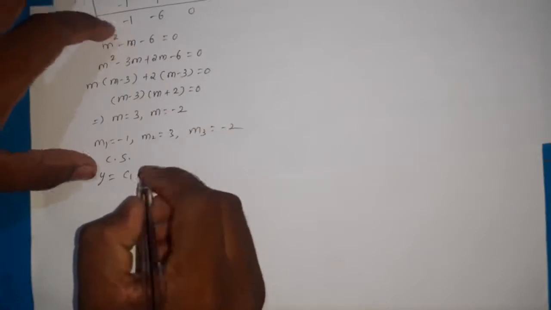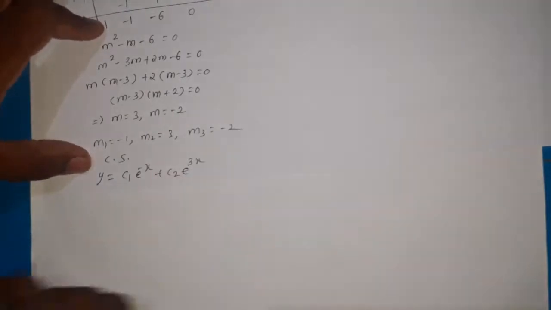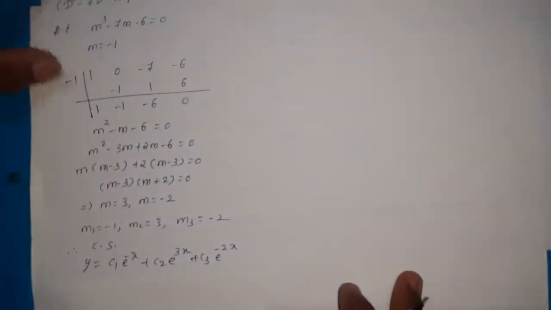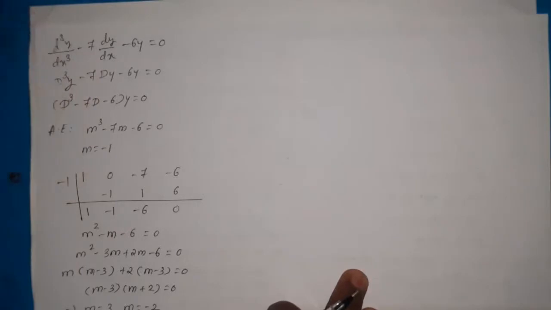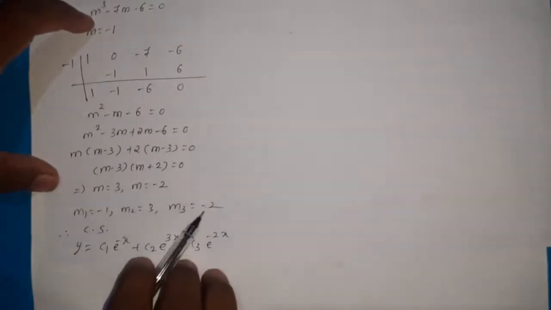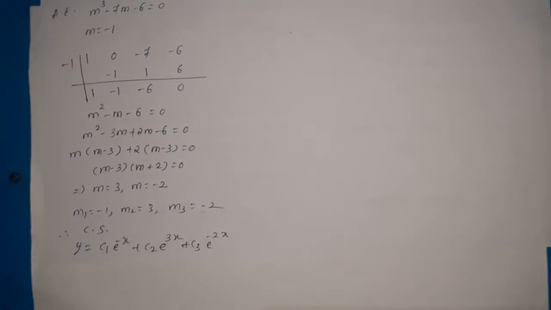So therefore here y is equal to c1 e power m1x. What is m1? Minus 1, so e power minus x. c2 e power m2x, that is 3x, plus c3 e power minus 2x. So this is the complete solution of the differential equation d cube y minus 7 dy by dx minus 6y is equal to 0. So these are the 3 roots and this is the complementary function for that differential equation. The complementary function itself is the complete solution, since RHS of the differential equation is equal to 0.